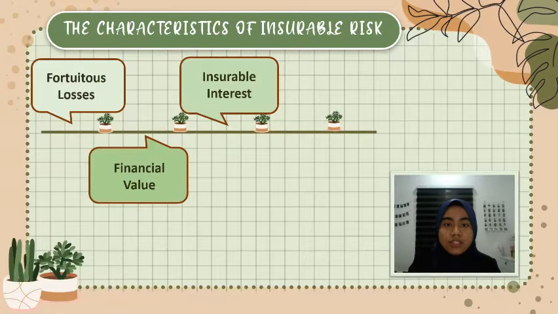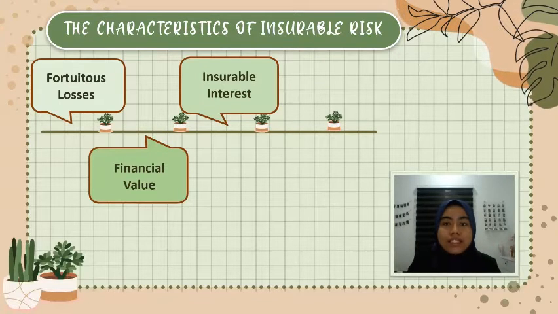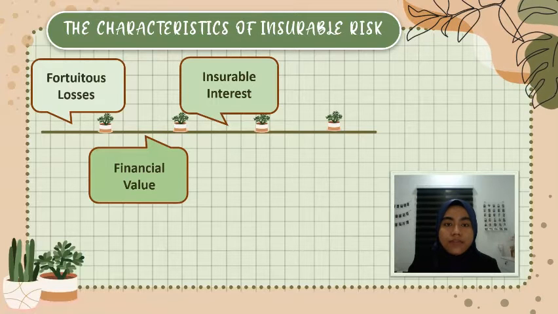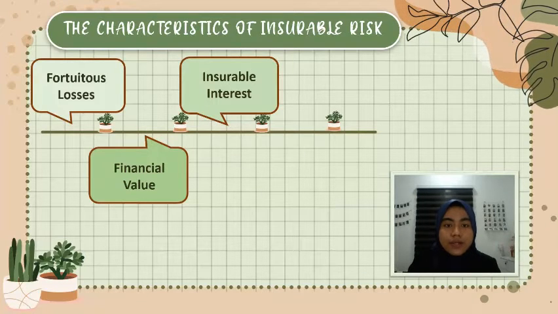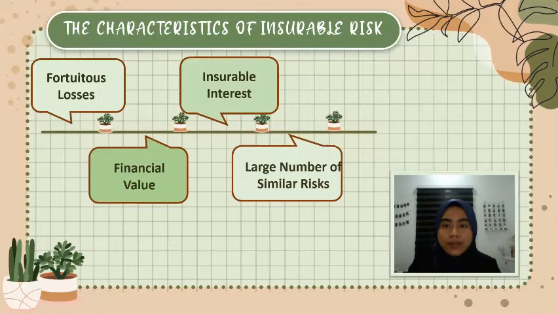The third characteristic is insurable interest, which means there must be a legally recognized relationship between the insured and the financial loss. Therefore, the insured must stand to suffer the financial loss if the risk does occur. The fourth characteristic is a large number of similar risks. In order for the insurer to be able to predict the losses and calculate a suitable premium accurately, there must be a large number of similar risks.